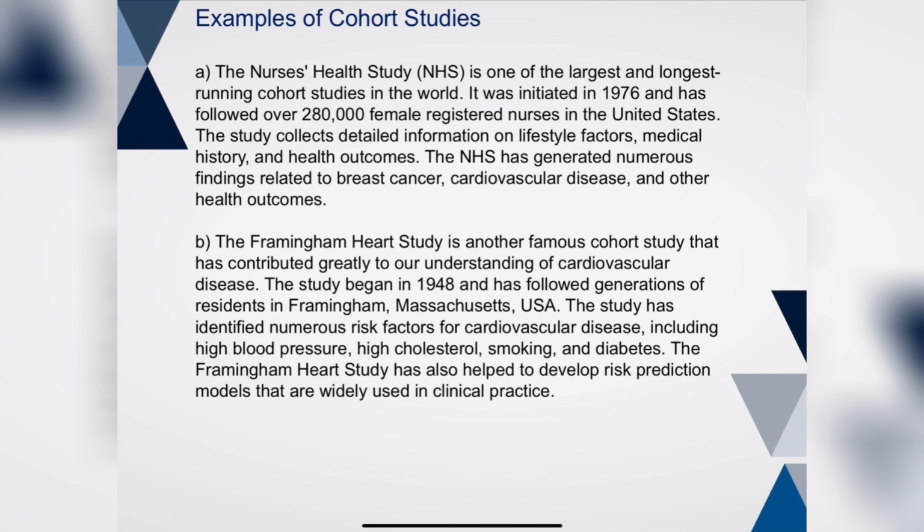The next one is the Framingham Heart Study, another famous cohort study that has contributed greatly to our understanding of cardiovascular diseases. The study began in 1948 and has followed generations of residents in Framingham in the USA. The study has identified numerous risk factors for cardiovascular diseases, including high blood pressure, high cholesterol, smoking, and diabetes. The Framingham Heart Study has also helped to develop risk prediction models that are widely used in clinical practice.